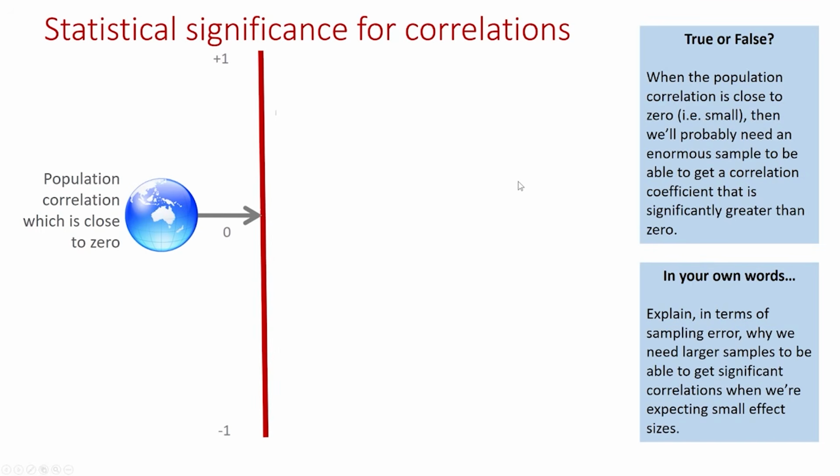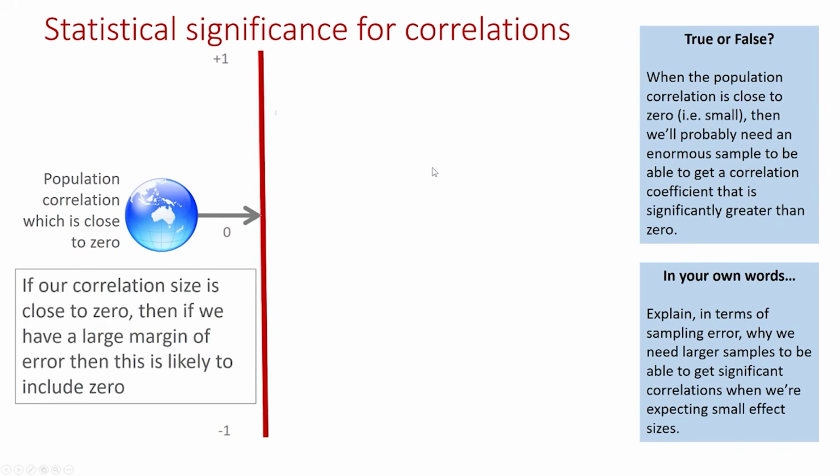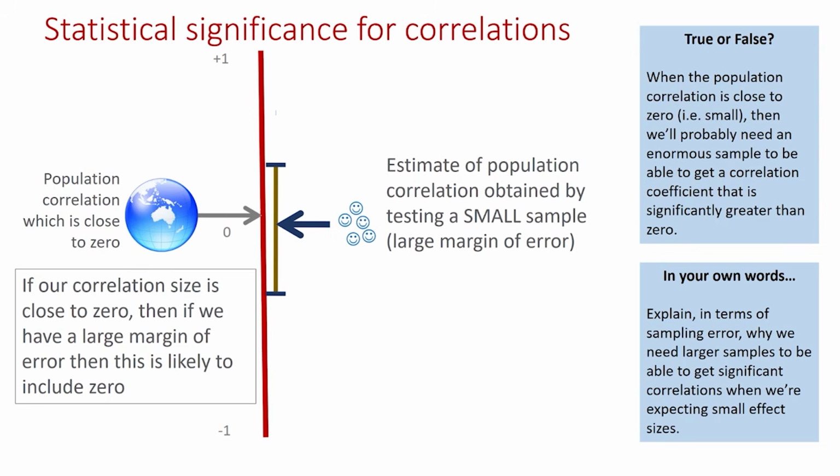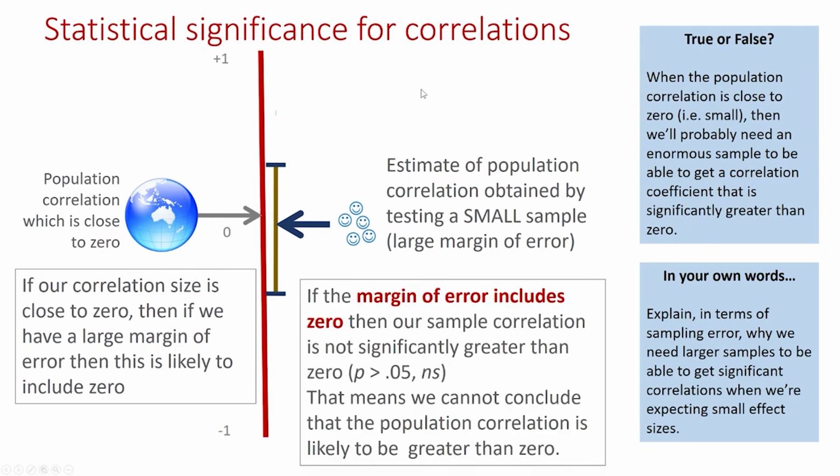Right, so this is a situation where our population correlation happens to be very close to 0, but it's not quite 0. Okay, so it's close to 0. Then the problem is, if we only have a small sample, then with a large margin of error, that large margin of error is likely to include 0. That is, we won't be able to tell apart our correlation from 0 because of the large margin of error. Okay, so essentially that means that our correlation won't be significant. We can't conclude that the population correlation is likely to be greater than 0, even though in reality it is, but it's just very close to 0.